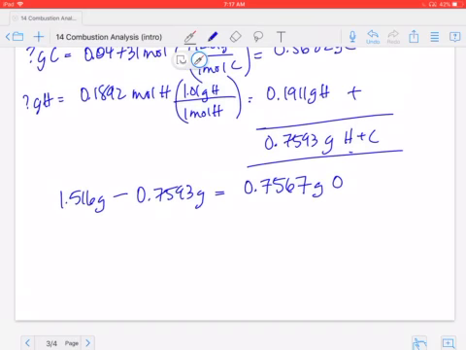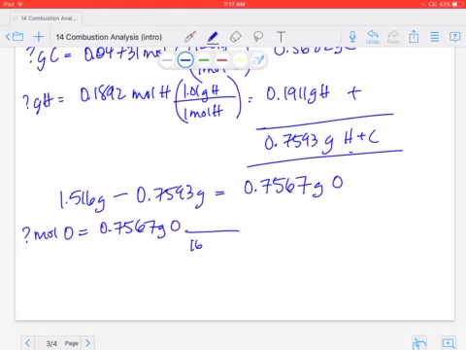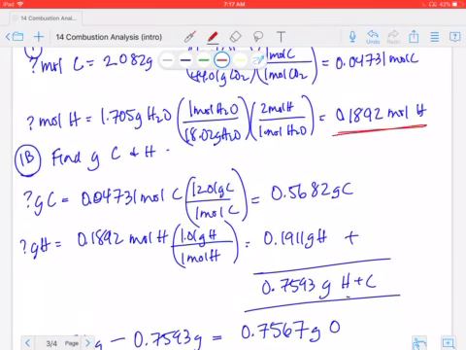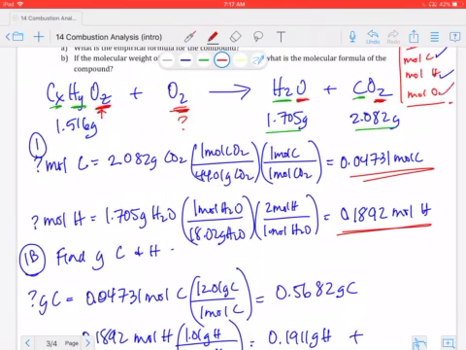So we're going to go ahead and take this number now, convert that to moles. So we need moles of oxygen. We're just going to divide by that molar mass. And we're going to end up with 0.04729 moles of oxygen. And now we have all of our different moles. So we have moles of oxygen here, we have moles of hydrogen, and we have moles of carbon. So we finished that first step. I'll go back and check that off here. We got moles of oxygen. So now we just need to do our ratios.